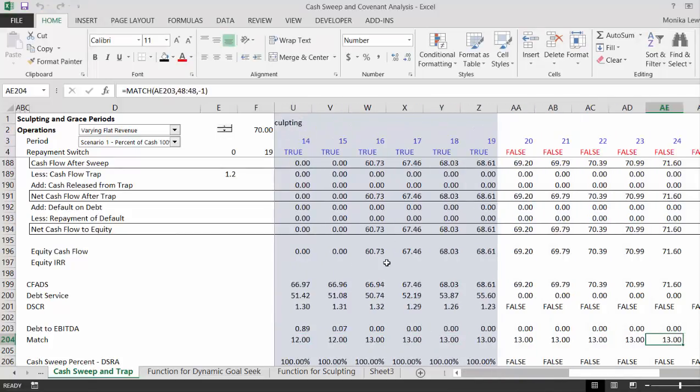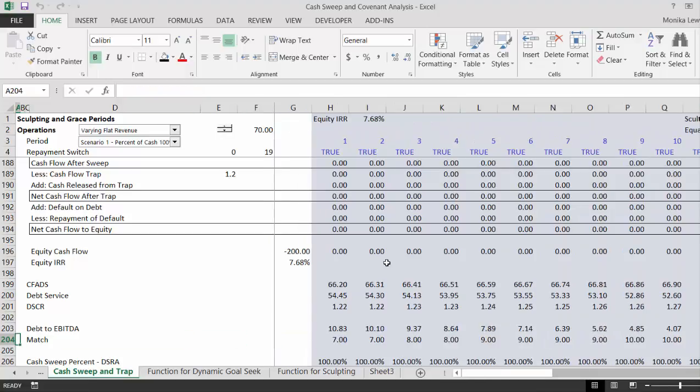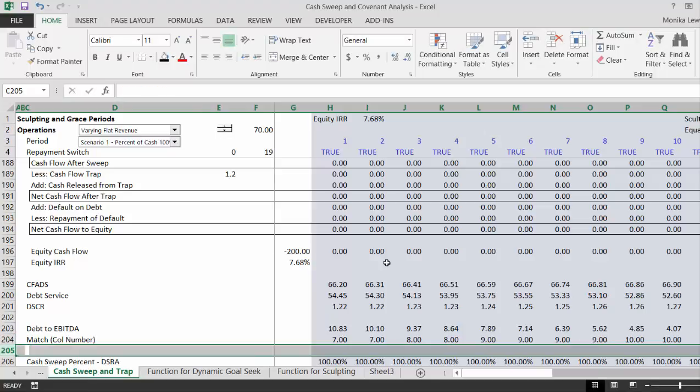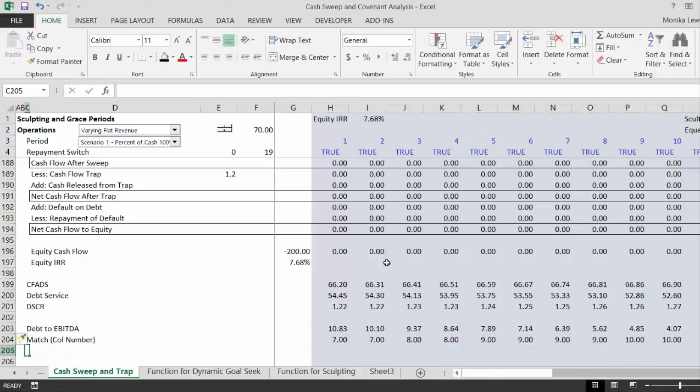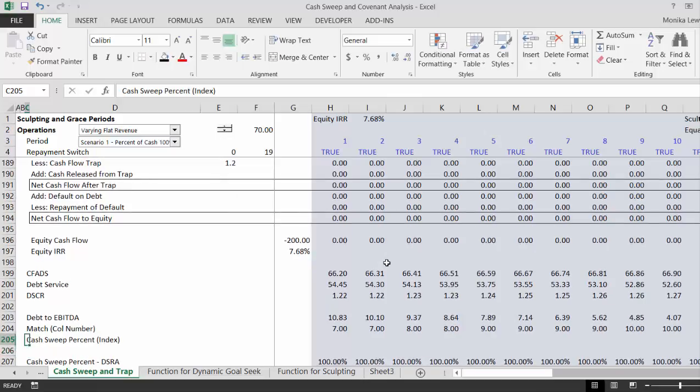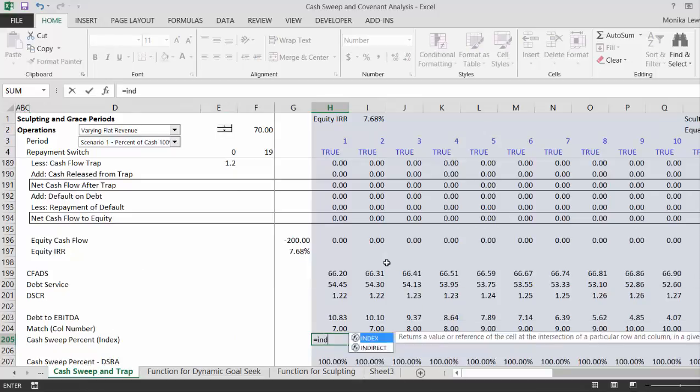So this is the column number. Okay, and then we put an index. Okay, cash sweep, and we'll use the index for that. And we put equal index.